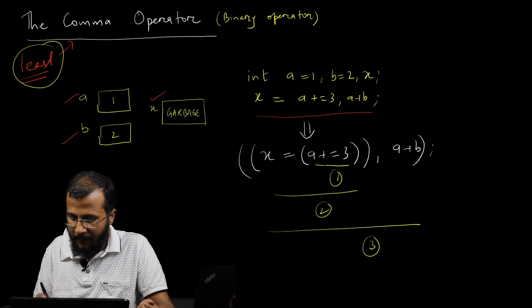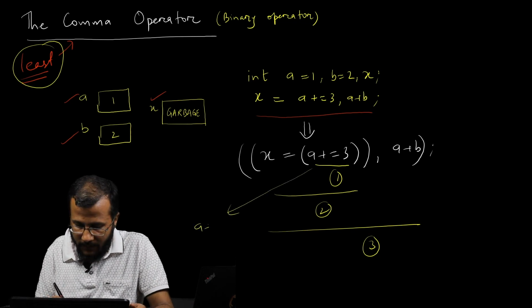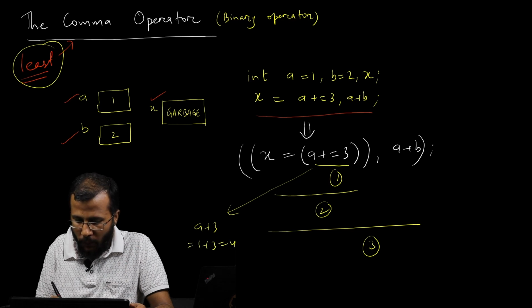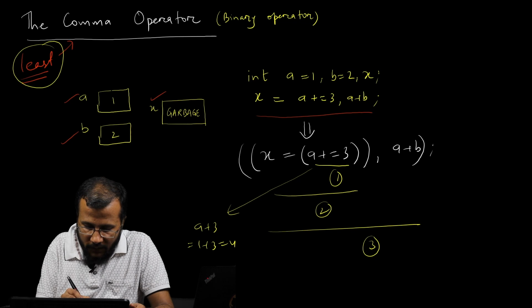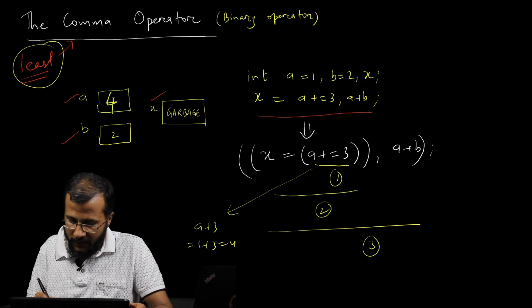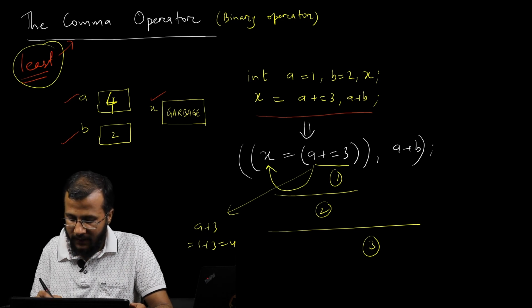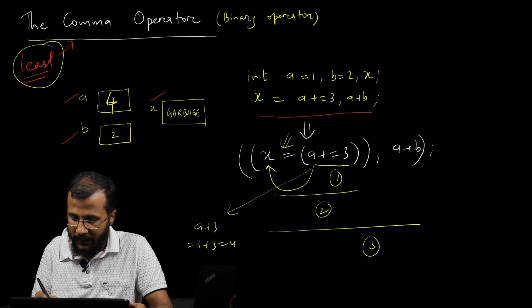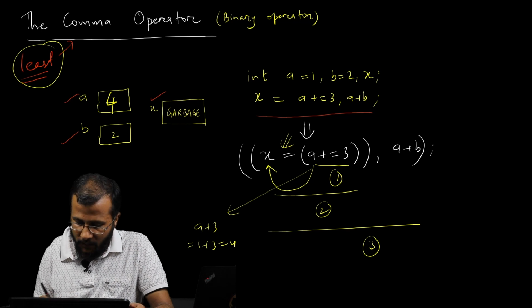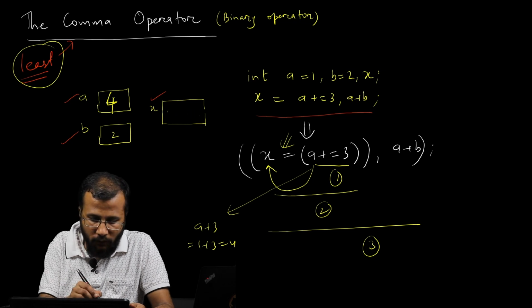So first of all, A plus equals to 3. That means 3 is added to A. So A plus 3 would be how much? 1 plus 3, that is 4. So 4 would be stored back in A. So now this will be overwritten by 4, and A becomes 4. Now 4 will be stored in the variable X, because this equals to is evaluated next. So X becomes 4. This garbage value will be overwritten now, and replaced by the value 4.